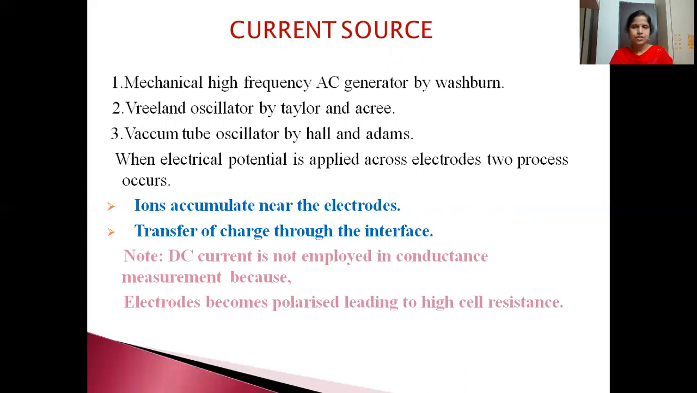Here we have to apply only AC current. DC current is not employed because the electrodes become polarized, which leads to high cell resistance. When there is high cell resistance, there won't be any conductance. That is the reason why we should apply AC current only.